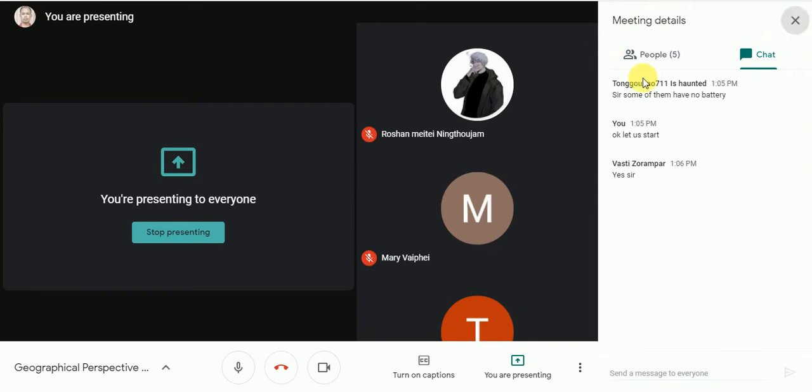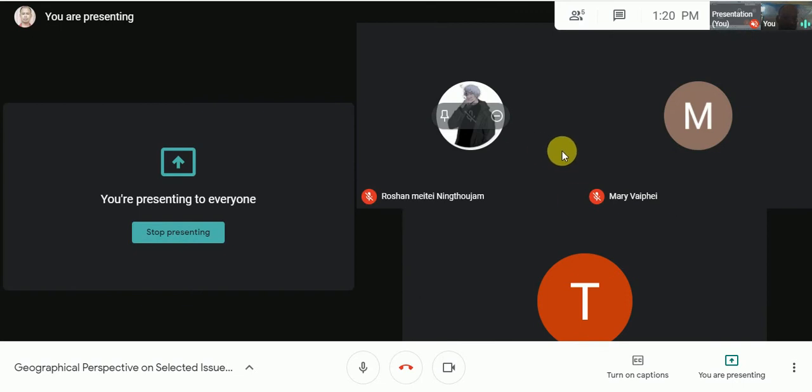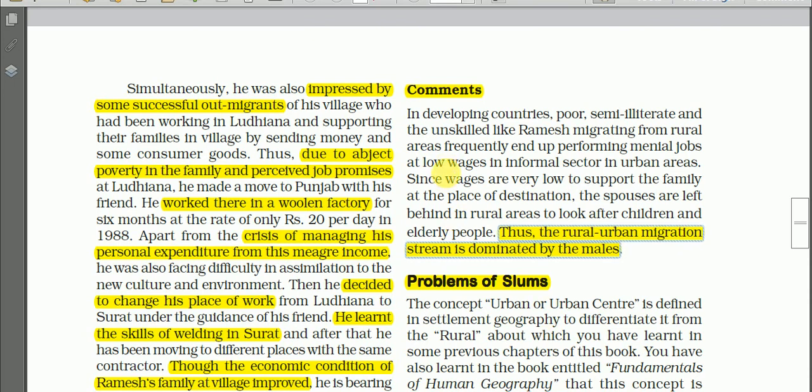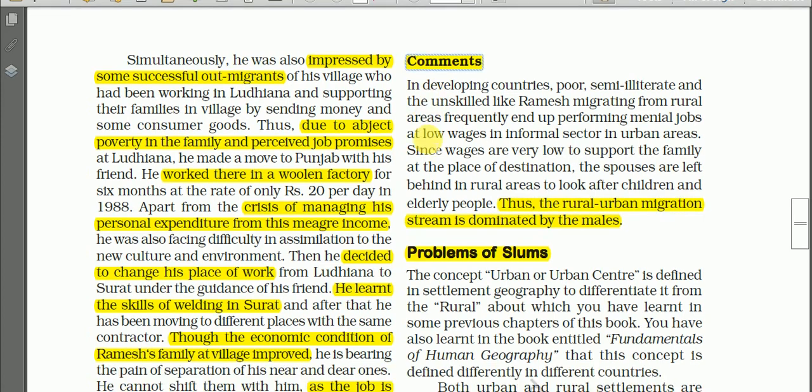Actually here it is very simple, okay. You may read this case study. Simply this is a story of a man called Ramesh, and you may read it and comprehend it, but see here you have to read the comment very carefully, okay. This section is very important. The conclusion, the comment is very important.